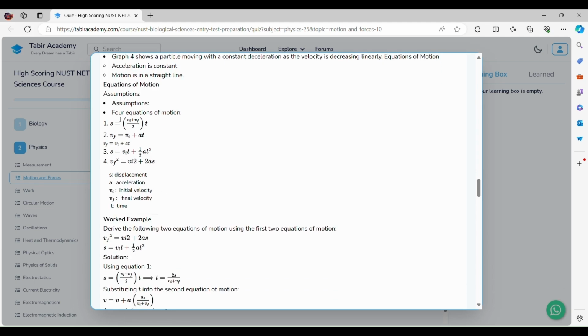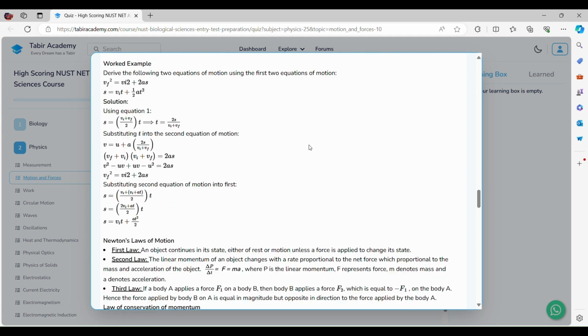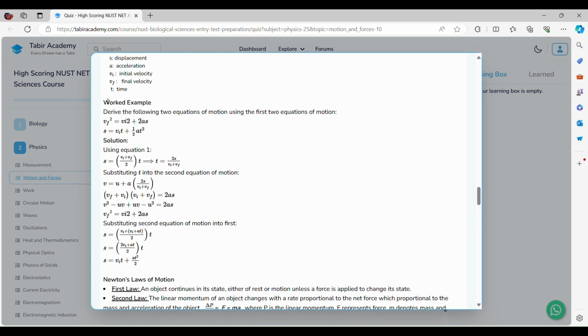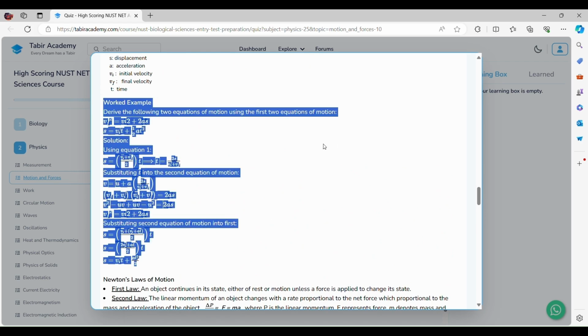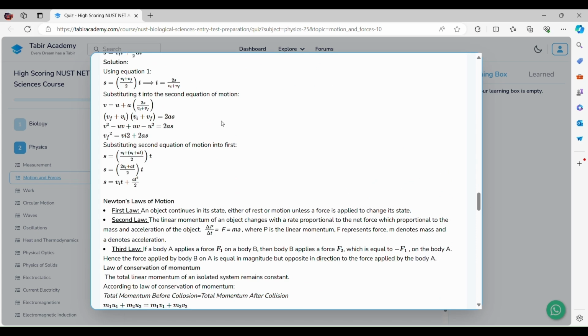इनमें जो आपके वेरिएबल्स हैं, S is displacement, A is acceleration, Vi is your initial velocity, Vf is your final velocity, and T is your time. ये एक वर्ड एग्जांपल है. You can check this out. It will help you with better comprehension. अब आ जाते हैं. By the way, you need to know your derivations as well. Make sure you learn your derivations for the 4 equations.